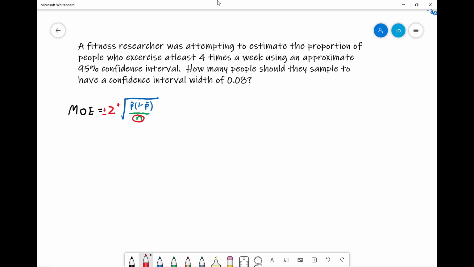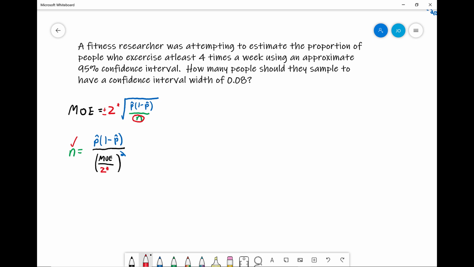If we were to rework this equation out and solve for n, our equation would come out to be this. n equals p hat times 1 minus p hat over our margin of error divided by Z star, and we'll take that and square it. This is how we can rework this equation to solve what we're interested in, which is n. Right? That's what we're trying to figure out.